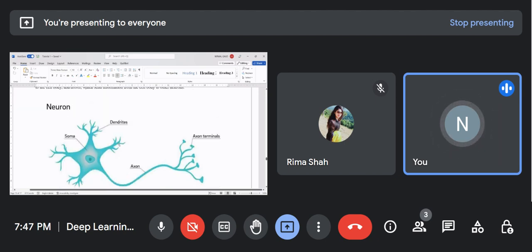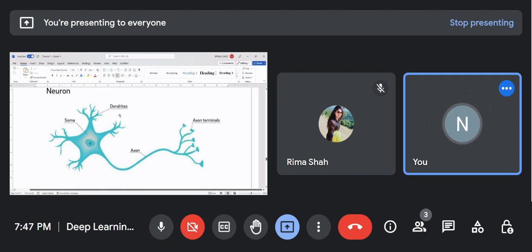So here is the structure of the neuron. You can see these are the dendrites, and this is the soma, and here is the axon. The axon is connected to another neuron with the help of terminals. You can see the axon terminals, which ultimately form a synapse. These are the axon terminals outside here, by the help of which it is connected to another neuron. So this is a complete neuron.